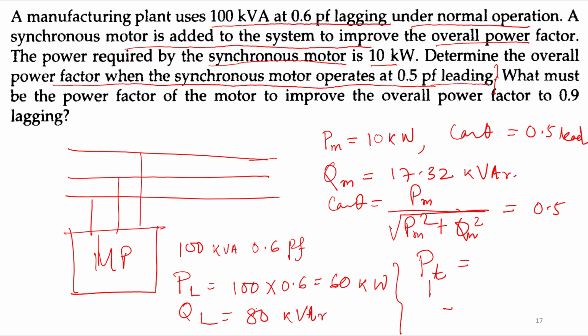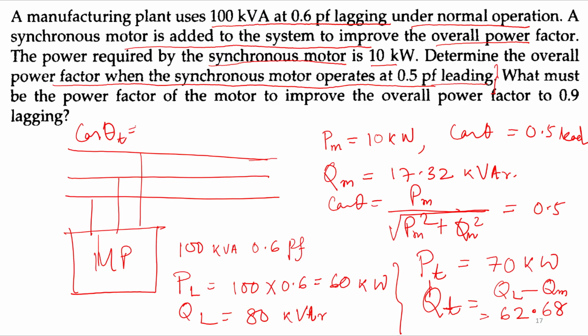Okay, now you can find net total power. Real power is 10 plus 60. It is 70 kilowatt, and total reactive power is 80 minus 17.32. How much is it? 80 minus 17.32. QL minus QM. How much? 62.68. Now you can find improved power factor.